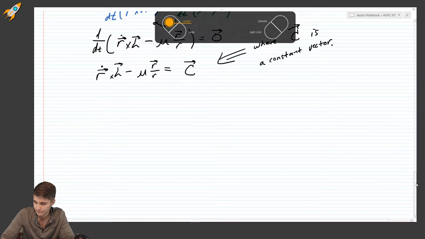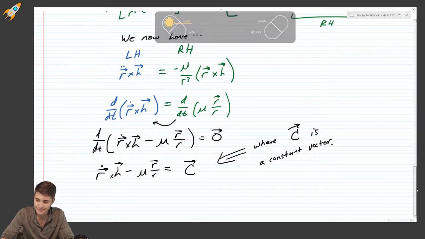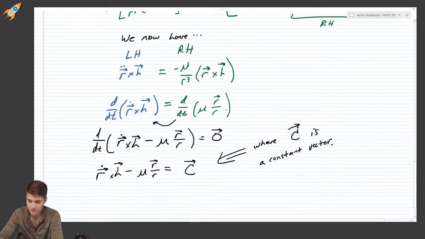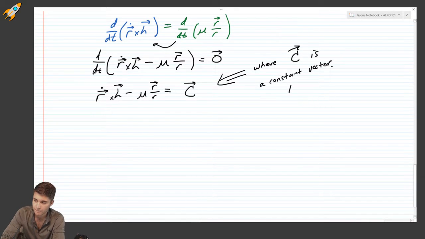I have no idea. But c is a constant vector. Okay, so we've got this equation. c is known as the Laplace vector. Okay.